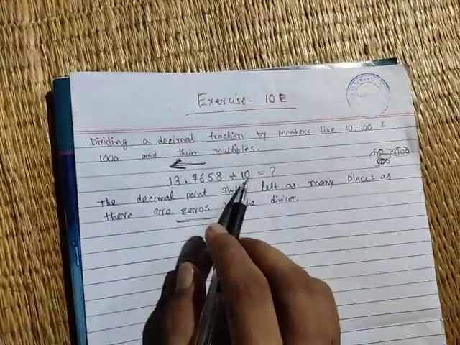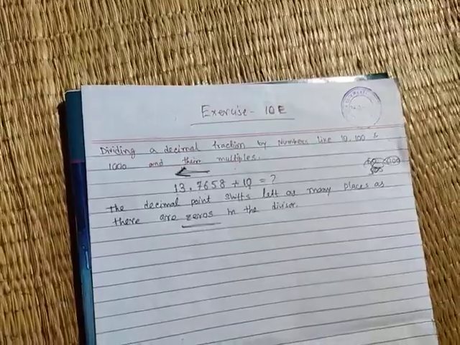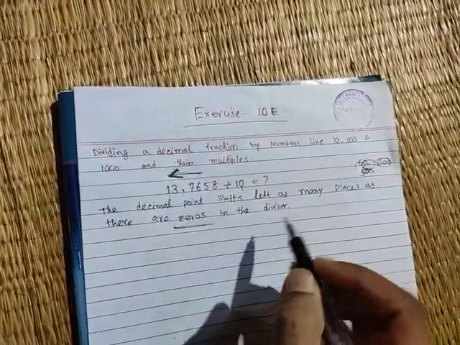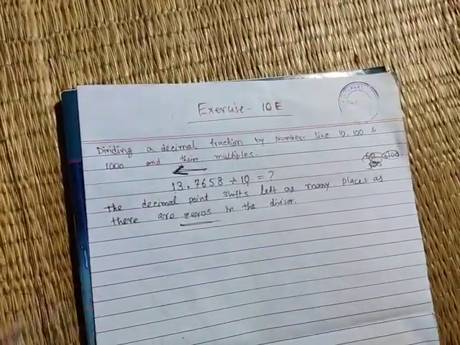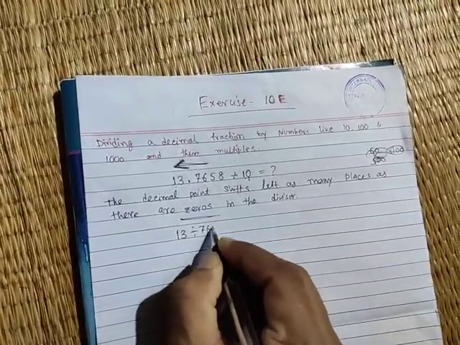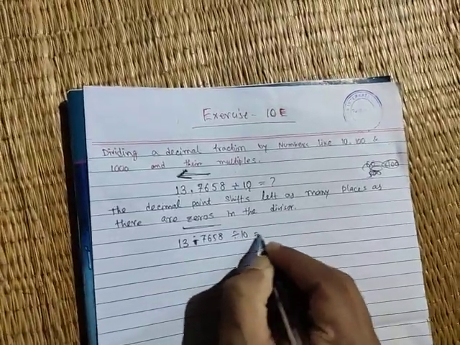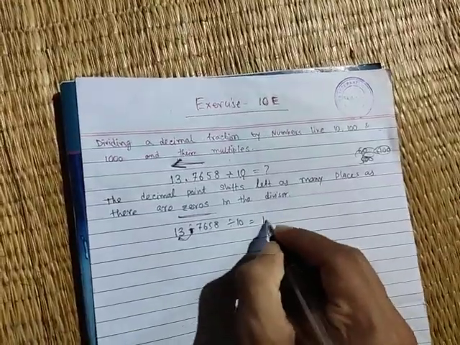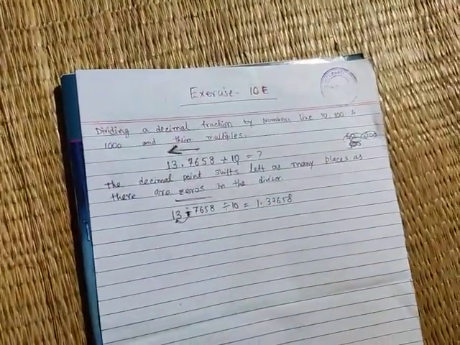So here I have only one zero. So what we have to do? I have to shift the decimal point by 1 digit from right to left. So what will be the result? 13.7658 divided by 10 is equal to, so the decimal point will shift here. So it will be 1.37658. It's a very easy method.